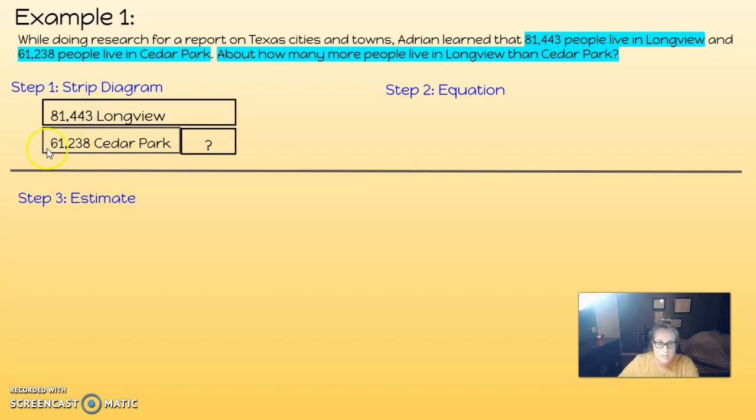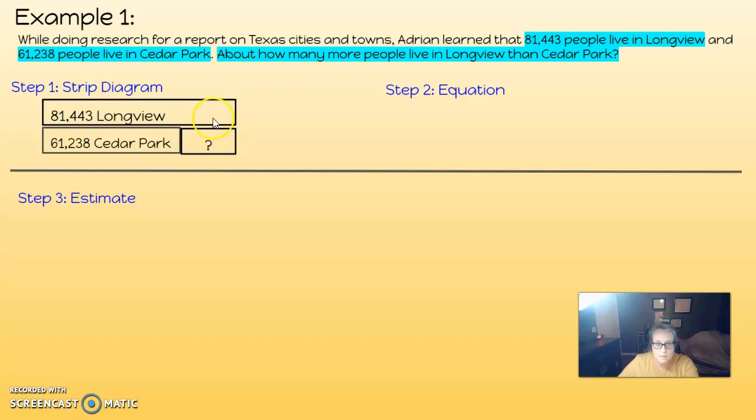So when I draw my strip diagram, it's going to look like this. This bar is going to represent Longview. This bar is going to represent Cedar Park. You'll notice that this bar is smaller because 61,238 is smaller than 81,443. I'm trying to figure out this piece right here. That's going to be the difference between the two. So that's how we're going to set our problem up.